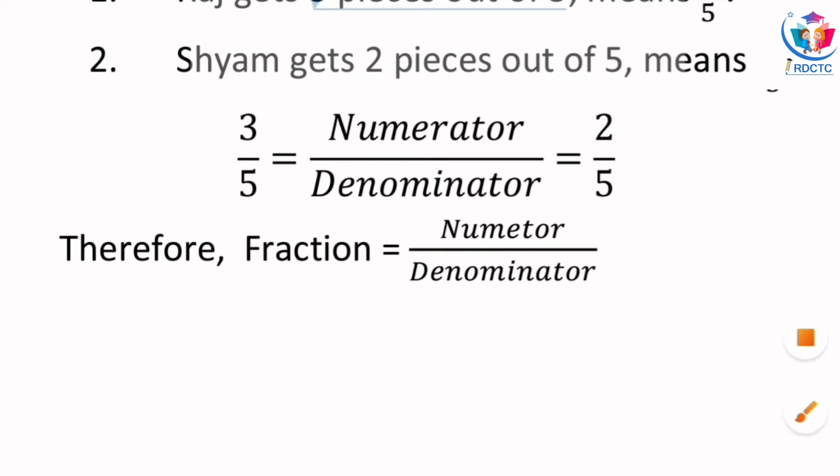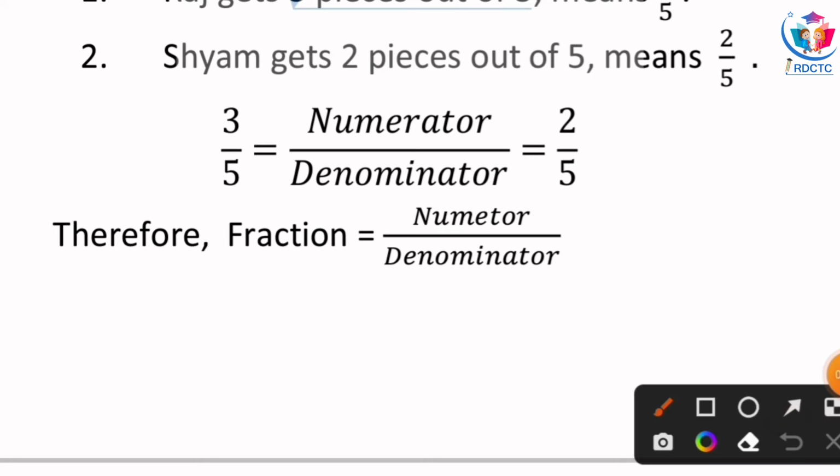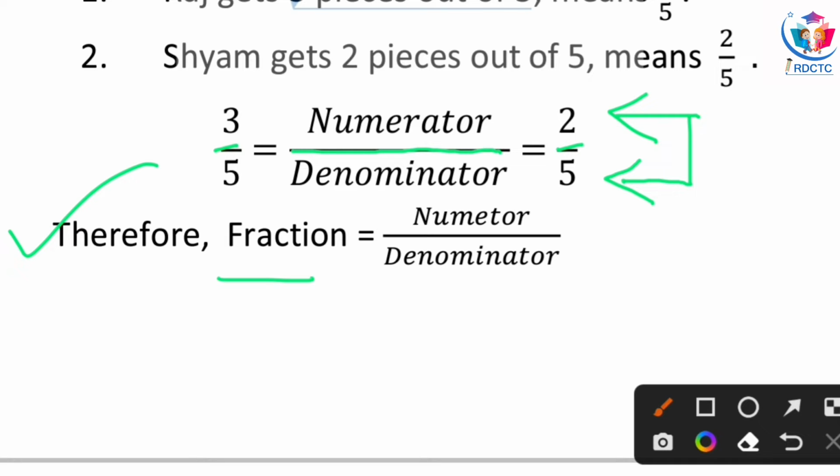Now we see which part is called numerator and which part is called denominator. The line is called by. Which number is above the by is called the numerator, and which number is under the by is called the denominator. Okay, therefore we write that fraction is equal to numerator by denominator.